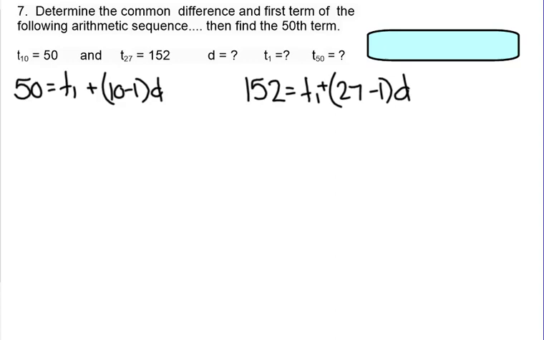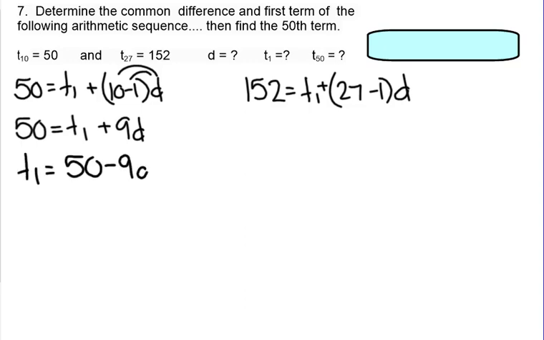So either use your substitution or your elimination. That's what we're going to do. In this case, maybe I'll use substitution, just for fun. So that means we need to isolate one of our variables. T1 is probably the easier one to isolate on our left-hand side. I guess I don't need to distribute because 10 minus 1 is 9. 9 times d is 9d. So subtract 9d, T1 is equal to 50 minus 9d.